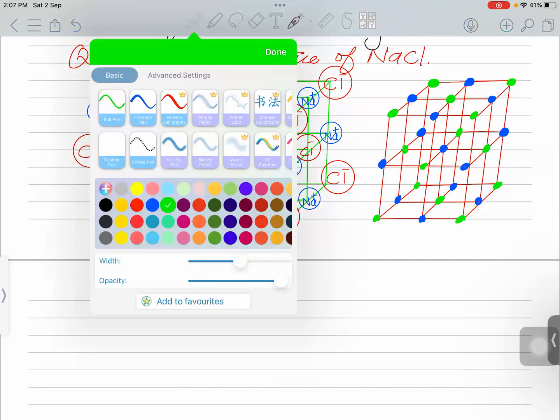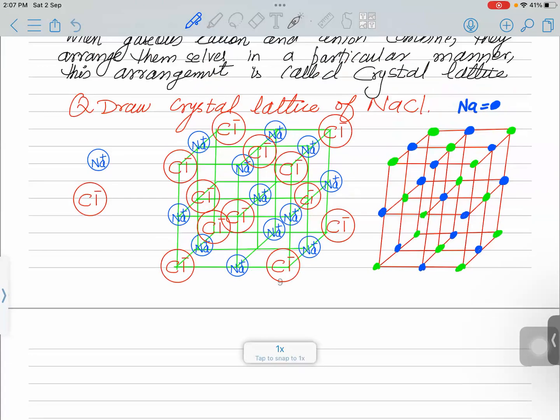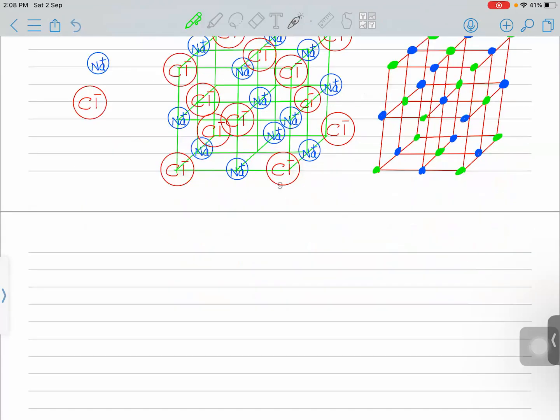So sodium is this one, and chlorine is this one. So this particular arrangement is called lattice, crystal lattice. Any confusion, any question? So we need to learn how to draw this. No need to draw, no need to learn, right? Okay. Now look at the question.